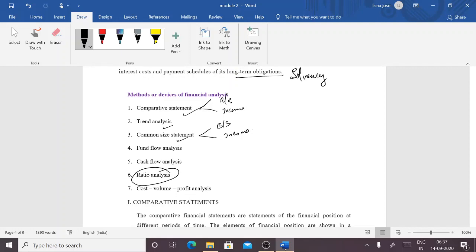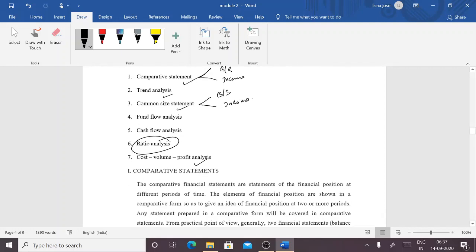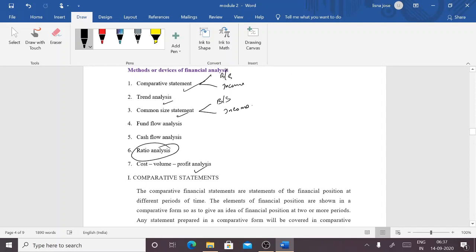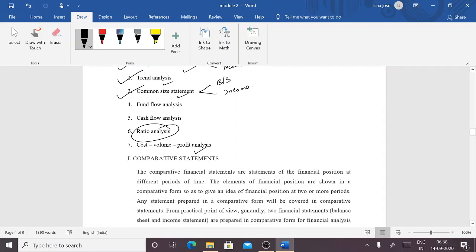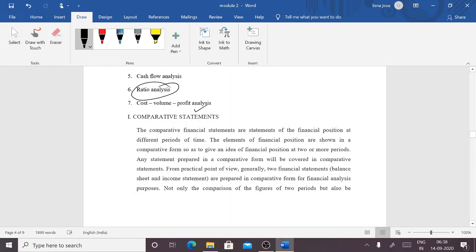Then cost volume profit analysis. And in this module we will discuss these three items: comparative statement, trend analysis and common size statement. And we will see how we can work out all these things. First one is comparative statement.